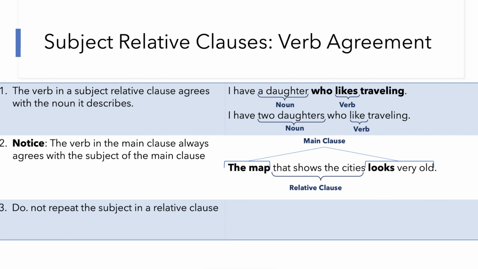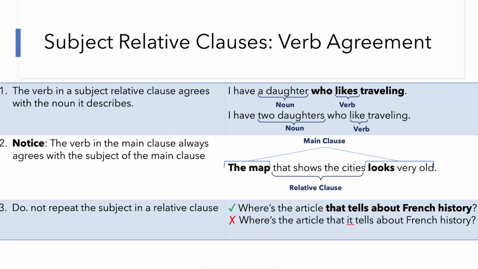Last rule. Do not repeat the subject in a relative clause. So you can say, "Where's the article that tells about French history?" But you can't say, "Where's the article that it tells about French history?" Don't forget that the word that in a relative clause is actually a type of pronoun. It's a relative pronoun. We don't need another pronoun, okay?